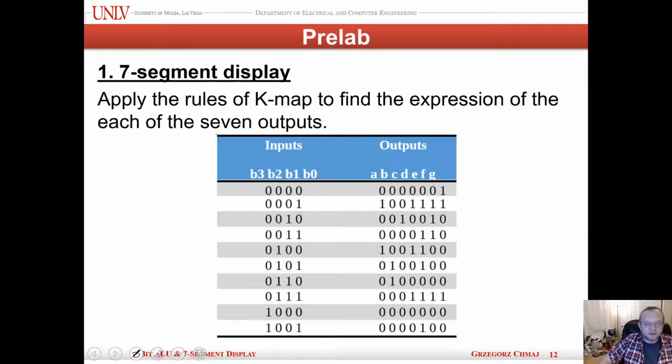Now for the pre-lab. Part number 1 of the pre-lab is to apply the rules of K-map to find the expression for each of the 7 outputs, right? So in fact, here you have the 7447 table, and you can see the combination for each number, how it's represented in the 7-segment notation. So you have to write K-maps for each of these outputs.